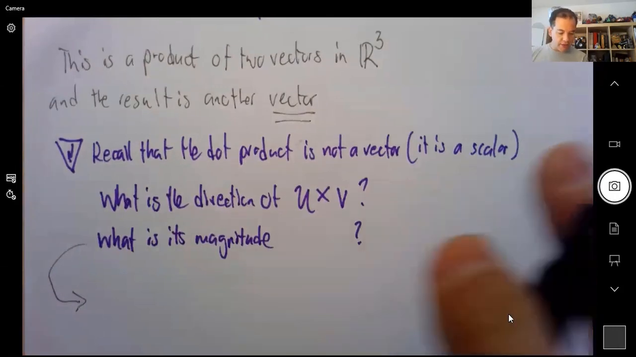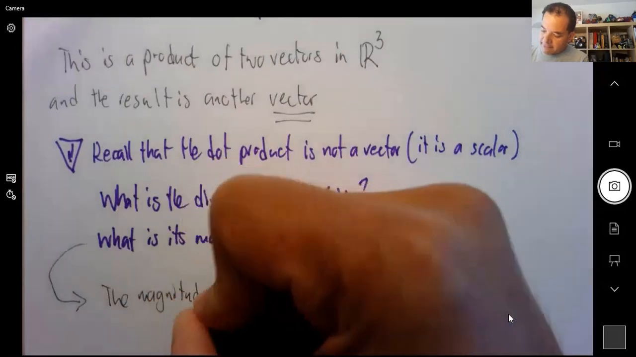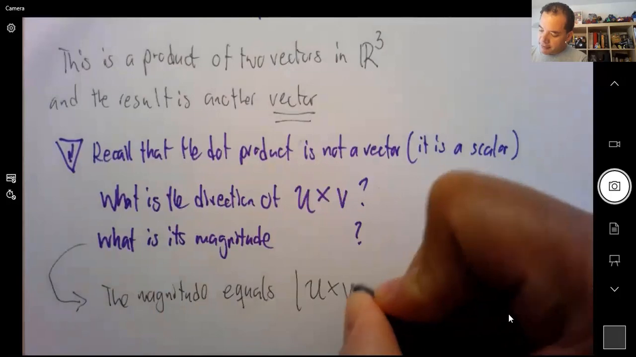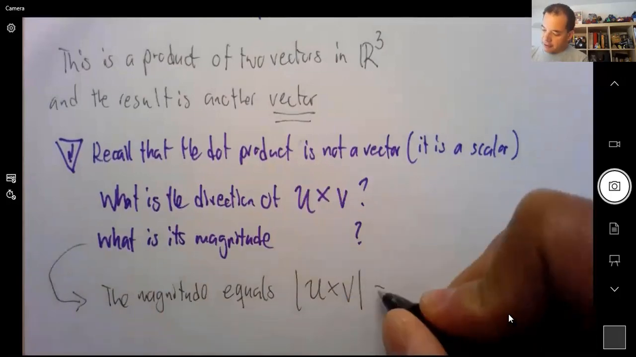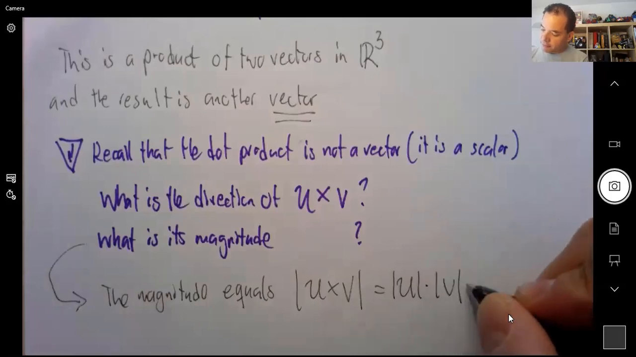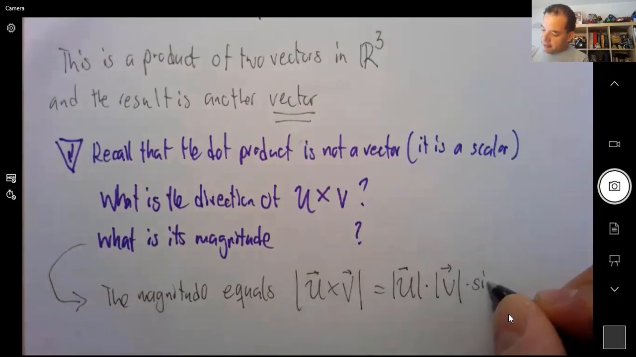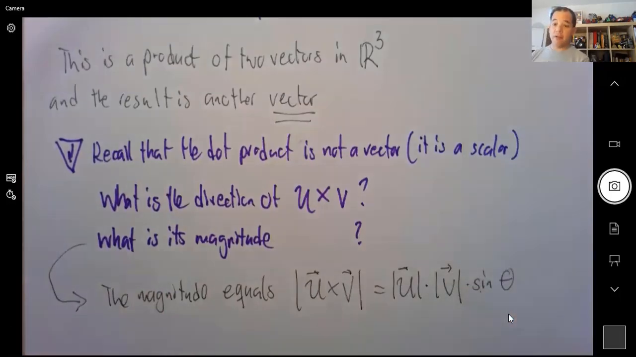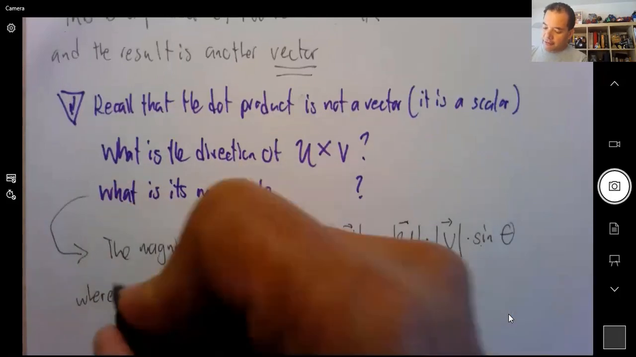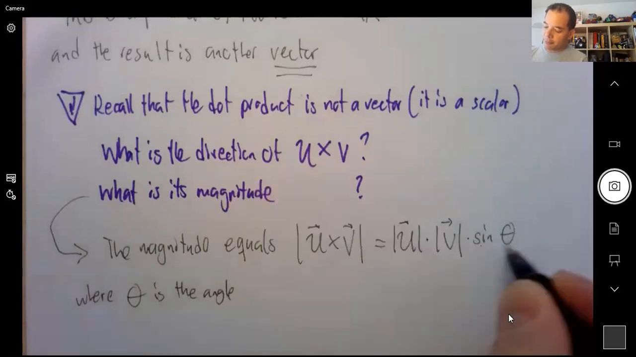And this is easy. The magnitude equals, remember that's how we denote magnitude, with the bars, and here's what it is: the magnitude of U times the magnitude of V, our vectors, times the sine of theta, where theta is the angle between the vectors, right? Now it looks a lot like the dot product. Well, remember with the dot product, here we had cosine.